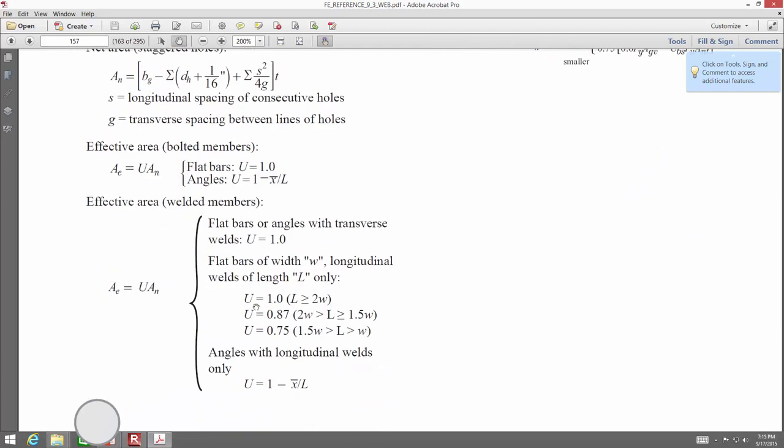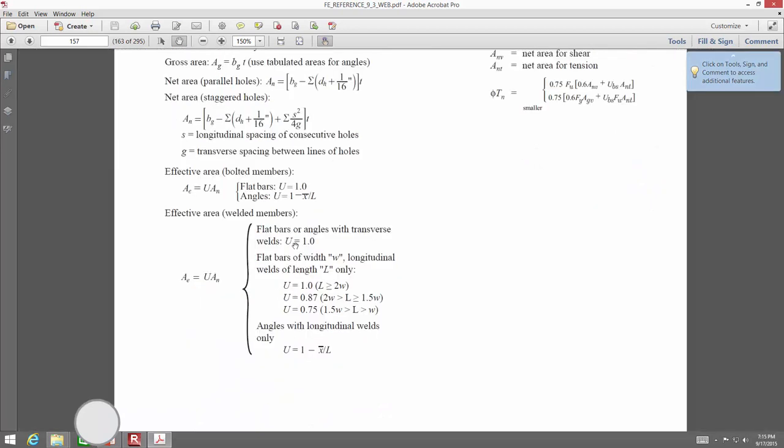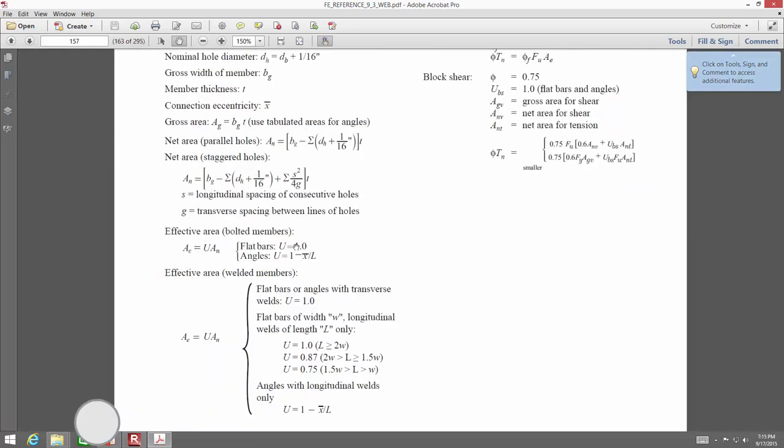No, you don't need a full-blown steel manual. They summarize just about everything you need, and if you look at the summary, it's mostly focused towards beams and columns. I mean, you have this nice set of formulas for tension members, but for the most part, you're going to be doing beam and column stuff.